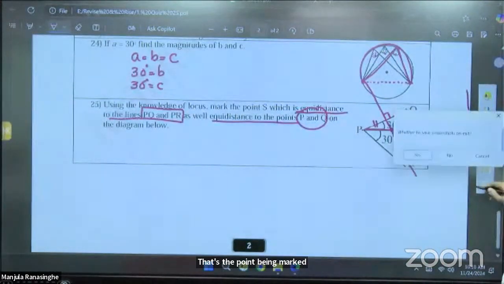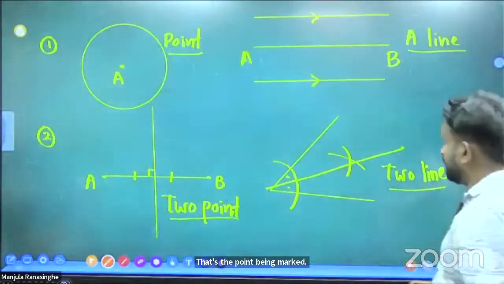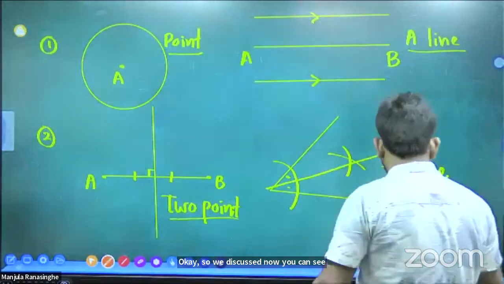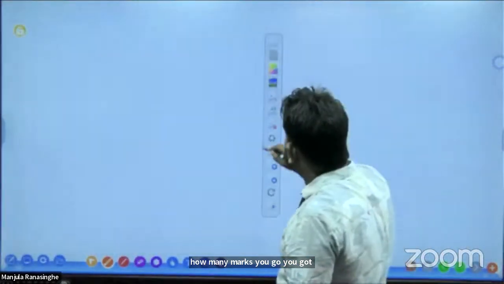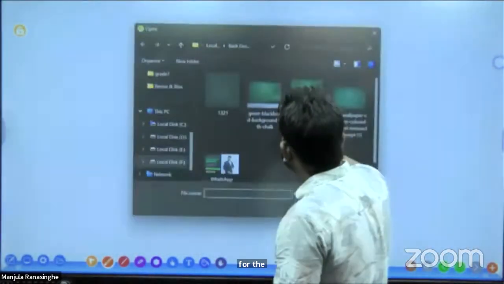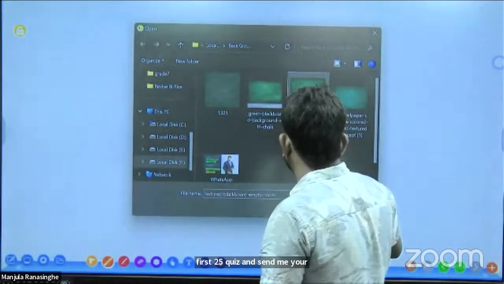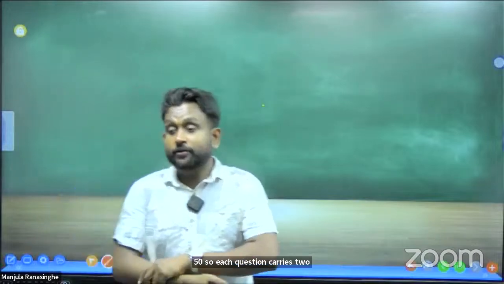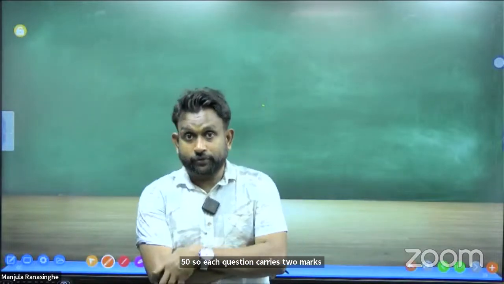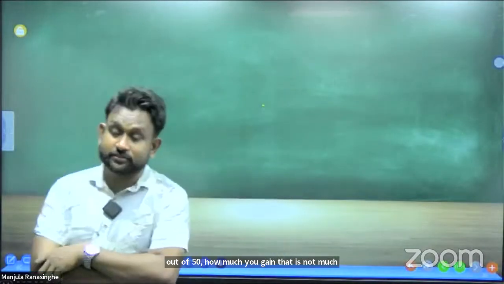Okay, so we discuss now. You can see how many marks you got for the first 25 quiz, and send me your marks out of 50. So each question carries 2 marks, then 25, 50, right? Out of 50, how much did you gain? That is not much harder. That's a bit easy question scenario.